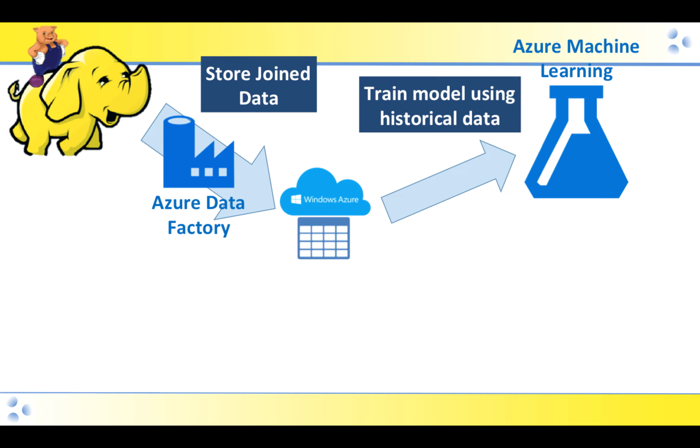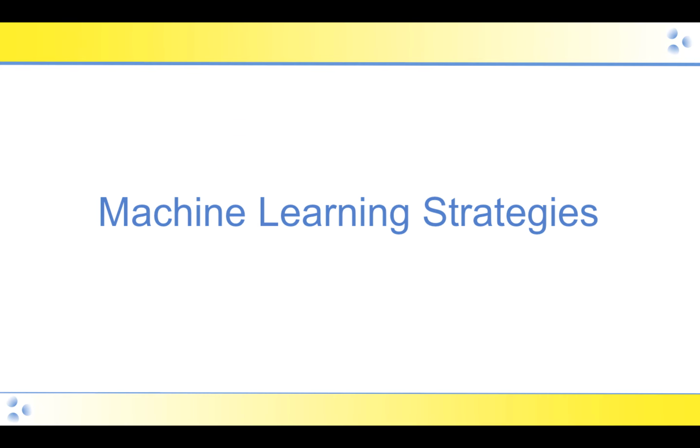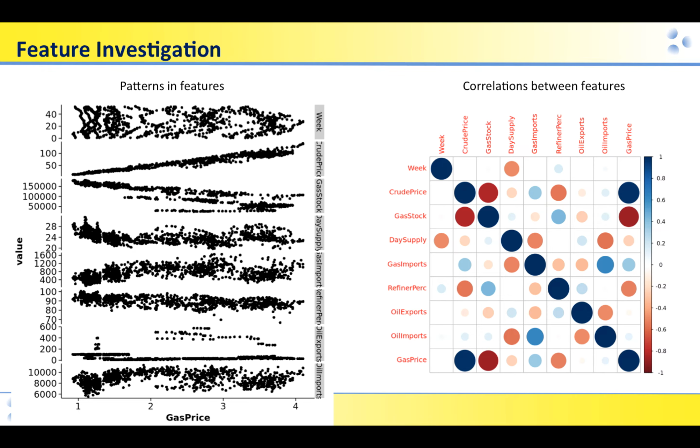Once I have that data, I then send it off to the Azure Machine Learning Studio, and use the data to train a model to make predictions. I'm going to take a few minutes and talk about different machine learning strategies as I'm exploring strategies to make the gas price prediction. The first piece of this is to look at the patterns in the features to see whether or not there's correlations between different features, to see how the features depend on each other.